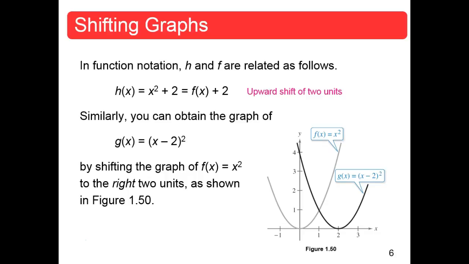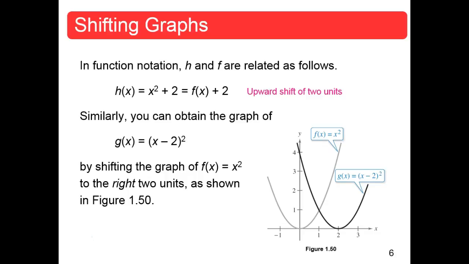Similarly, different concept here. This time we have a g of x, which is x minus 2 squared. What do you reckon the parent function is there? X squared again. But this time, what is the difference? You're subtracting 2 from the x, not from the function, right? So guess what kind of shift that's going to be? Where do you find x? On the horizontal axis. So you're shifting horizontally. If you're adding or subtracting to the x squared, then you're shifting vertically.